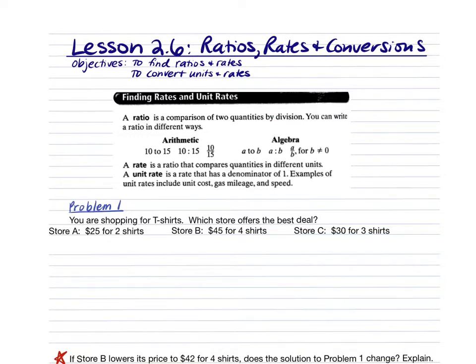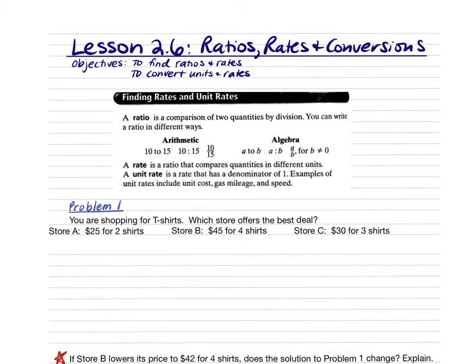So you can write it three different ways. You can write 10 to 15, 10 with this colon 15, and then also 10 divided by 15 like a fraction. And then in algebra, you would use it the same way. A rate is a ratio that compares quantities in different units. And then a unit rate is a rate that has a denominator of 1. So examples of a unit rate would be a unit cost, or just when you're talking about one thing. What's the unit cost? What does it cost for one of these things?